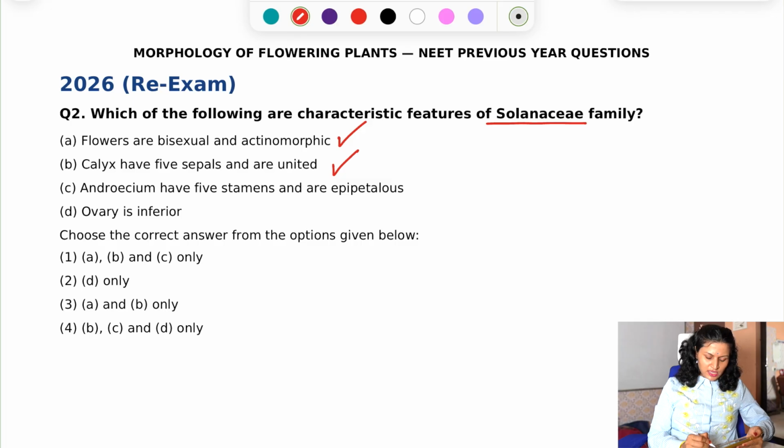Androecium have 5 stamens and are epipetalous. This is also correct. Ovary is inferior. This is an incorrect statement since the ovary is superior in case of Solanaceae family. So only A, B and C are correct. So option 1. Next question.